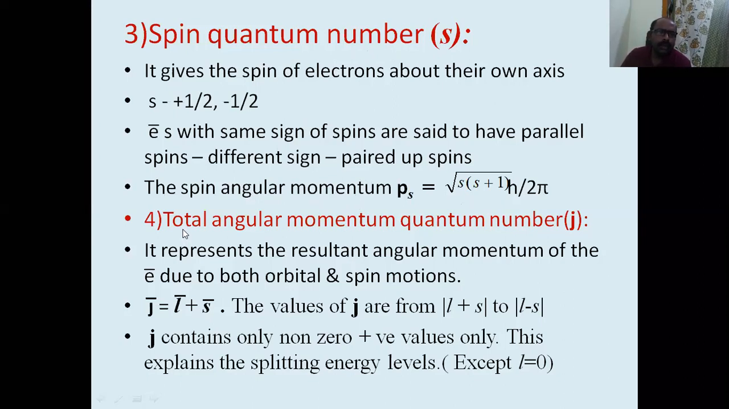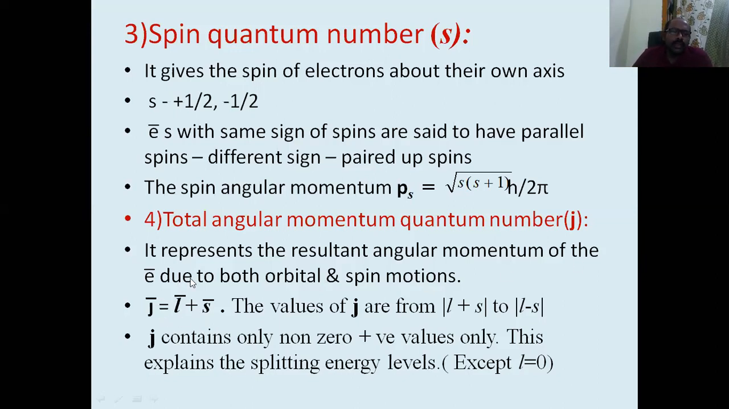The other one, the total angular momentum quantum number, is represented with small j. This number represents the resultant angular momentum of the electron due to both orbital and spin motions. The electron revolves around the nucleus in orbital motion, and the electron spins about its own axis. The combination of these two motions gives the resultant angular momentum to the electron.